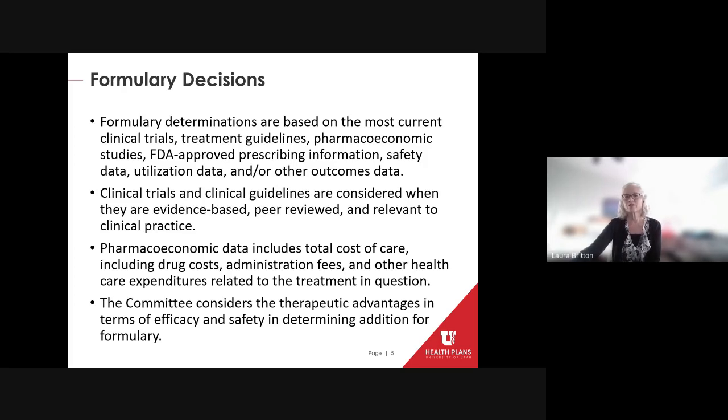We base our determinations for formulary on clinical trials, treatment guidelines, pharmacoeconomic studies, FDA-approved prescribing information, safety data, utilization data, and other outcomes data. Clinical trials and guidelines are considered when they are evidence-based, peer-reviewed, and relevant to clinical practice. The pharmacoeconomic data includes total cost of care, so not just looking at drug costs, but including administration fees and other healthcare expenditures that we might incur while a member is receiving that treatment. And we consider the therapeutic advantages in terms of efficacy and safety. Next slide.